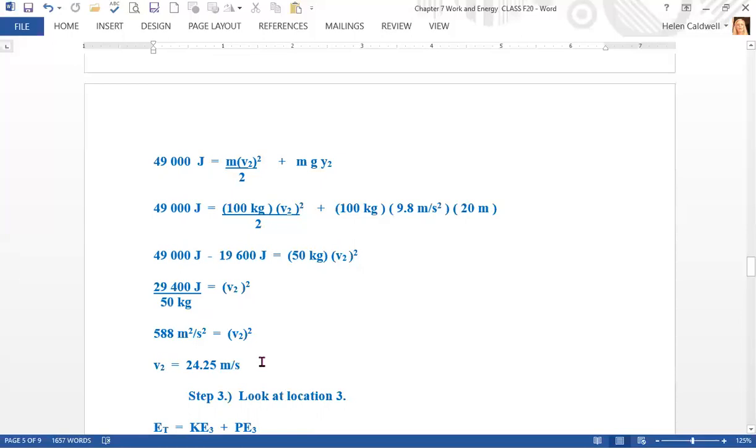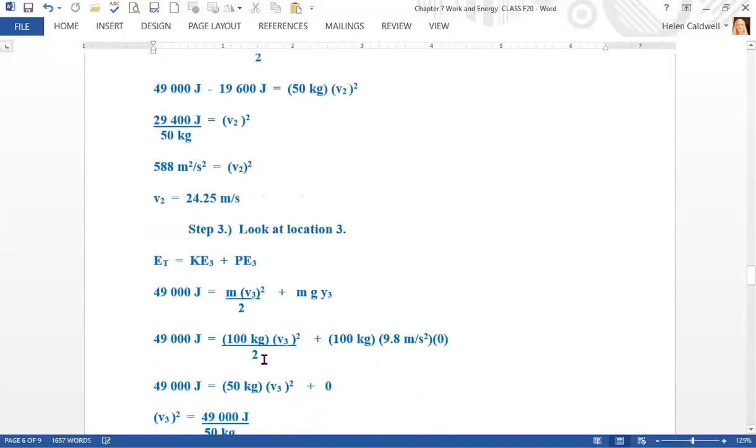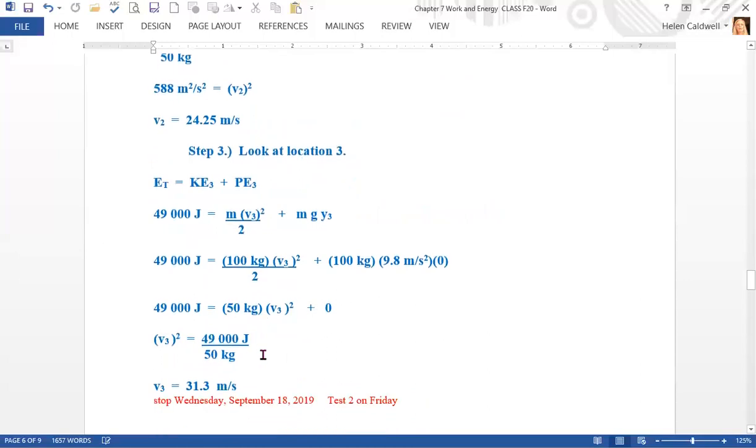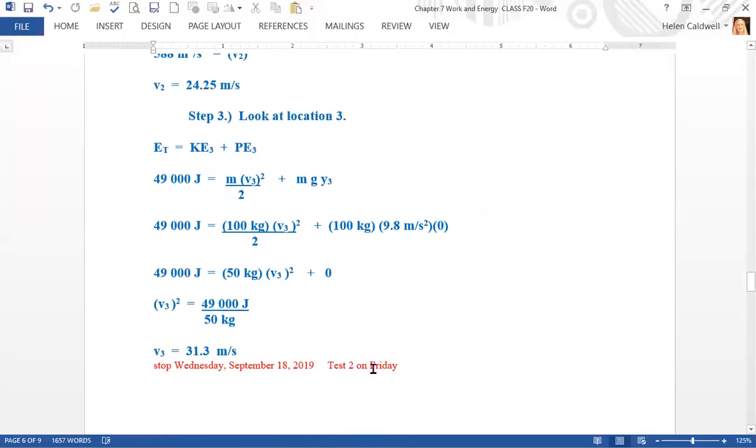Okay, last part. How fast will we be going when we smash into the ground? Same equation, same process, same everything. So we're going to look at location 3. E total is kinetic plus potential at point 3. So 49,000 joules equals the mass times V3 squared over 2 plus mgy3.